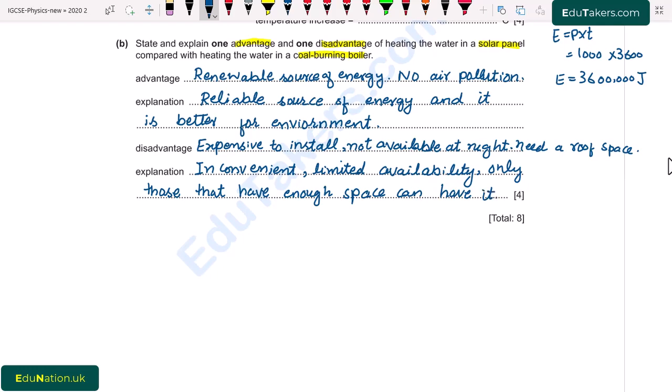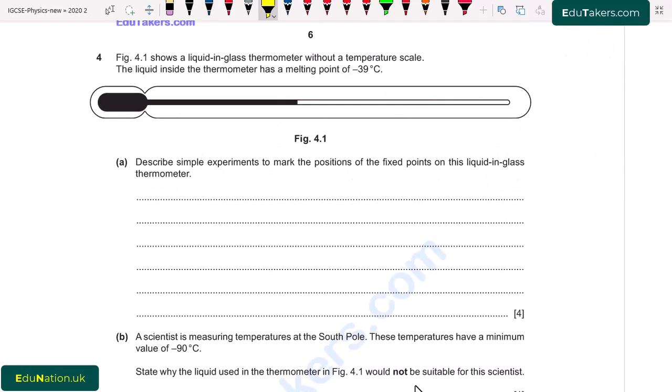Because it requires proper spacing. Question number 4. Figure 4.1 shows a liquid in glass thermometer without a temperature scale. The liquid inside the thermometer has a melting point of minus 39 degrees C. You can see here is a thermometer and there is a liquid inside it.